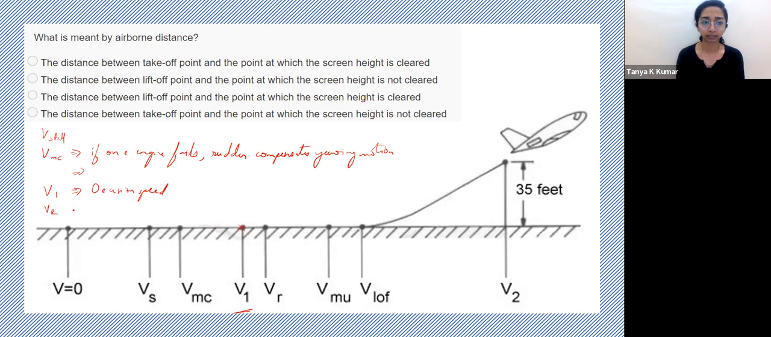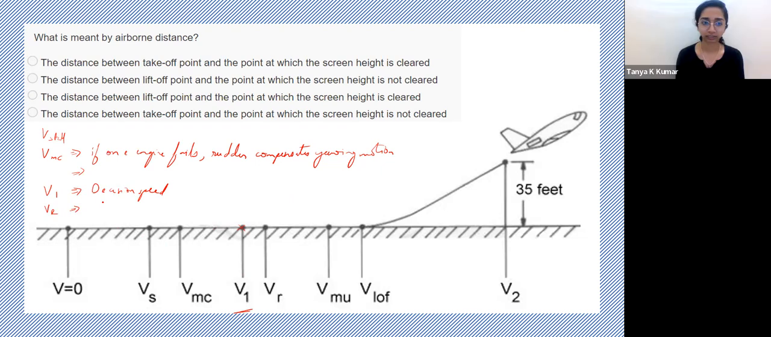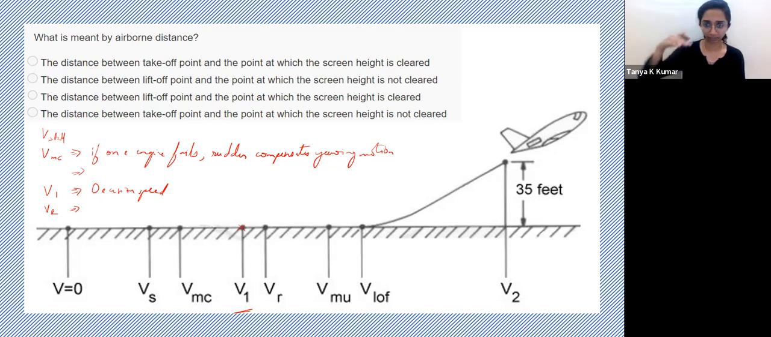What is VR? We rotate. And what is that? The speed at which the pilot gives elevator input so that the nose wheel will come off the ground. Starts rotating. Yes. Starts pitching. Correct. And next is VMU. What is that?